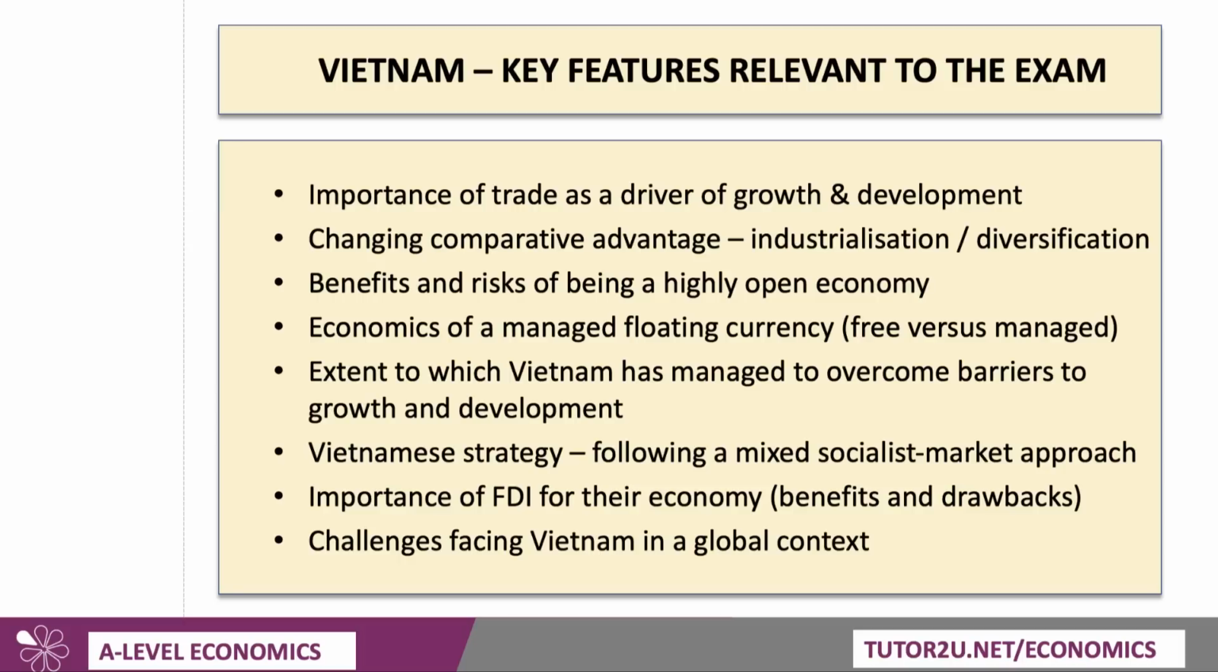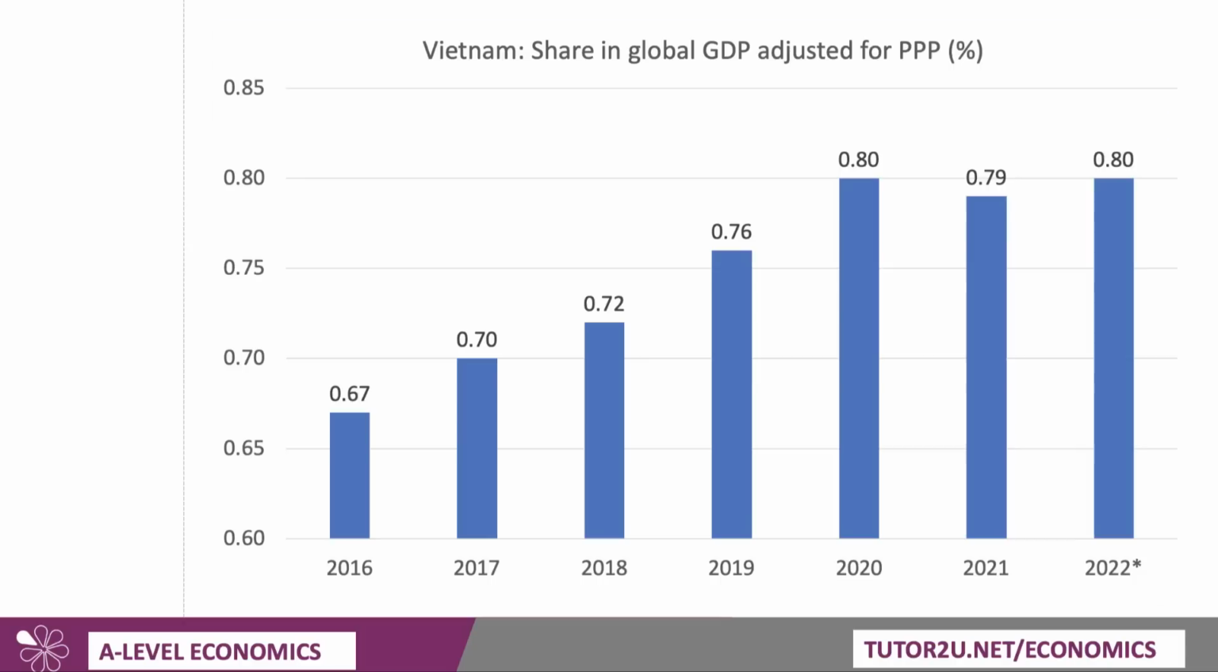We'll discuss the extent to which Vietnam has managed to overcome barriers to growth and development, and think about their strategy, which is really interesting. Vietnam is a one-party state with a communist party in charge, but they are now following a mixed approach, almost like a socialist market-orientated approach, which is really interesting. I think Vietnam would be a great example to use if you get a question on the importance of foreign direct investment, both the benefits and also the potential drawbacks. And we'll also say something about the challenges facing Vietnam in a global context.